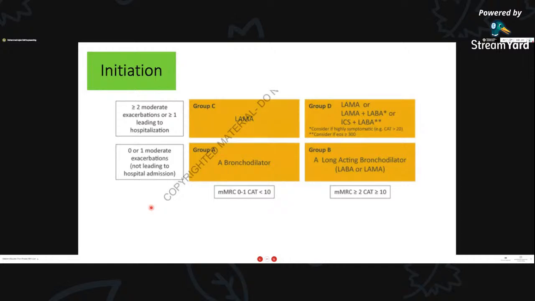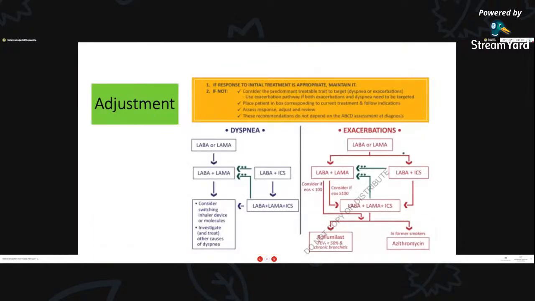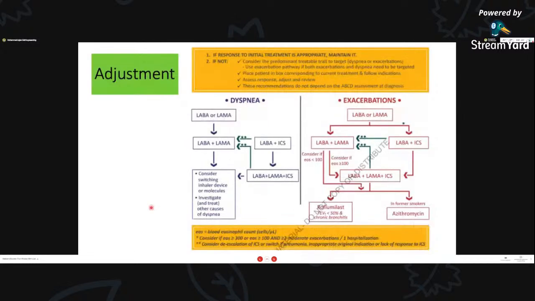So how do we start? We base it on the GOLD classification, the refined ABCD assessment tool. Then after that, we need to adjust accordingly. There are two pathways that we need to know. Either we are concerned with their dyspnea symptom, or we are concerned more with their exacerbations. But if we are concerned with both, then we follow the exacerbation pathway.